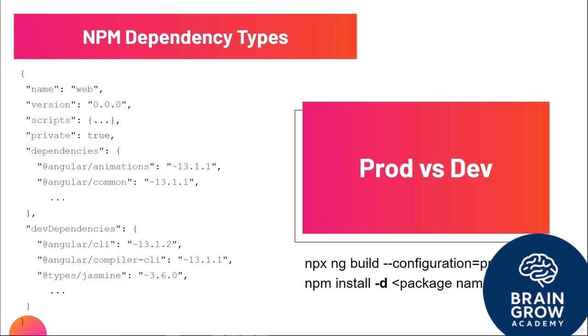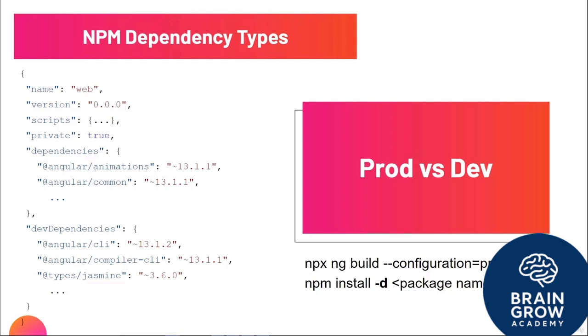For example, build and test tools. For sure, the dev dependencies should not be deployed to production environment. To build an Angular application for production, you can simply run ng build and then --configuration=production in the root folder of the client app. npm installs all packages as production dependencies by default. So to install a development dependency, you can call npm install -D and then the package name from the client app folder.